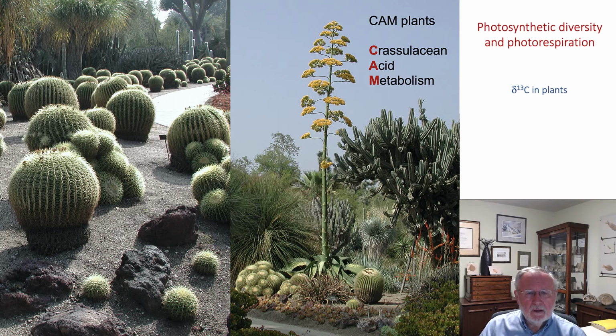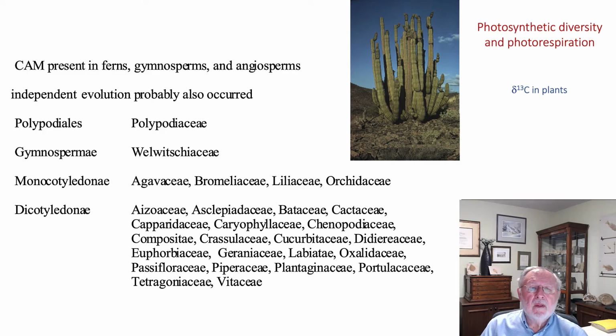CAM plants are distinct. Typically they're succulents. CAM stands for crassulacean acid metabolism because it was first discovered in the family, the Crassulaceae. But it is quite common in the Cactaceae, and in the Agaveaceae, and in the Liliaceae. CAM is present in ferns, gymnosperms, and angiosperms. Its independent evolution is also a commonly observed phenomenon.